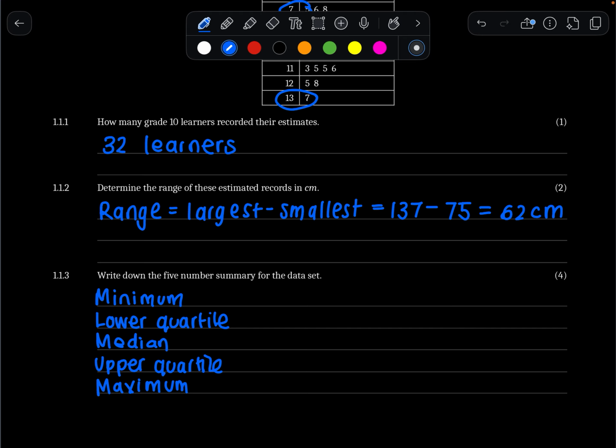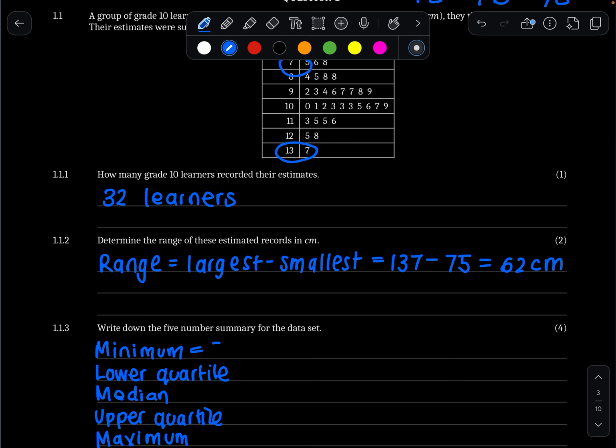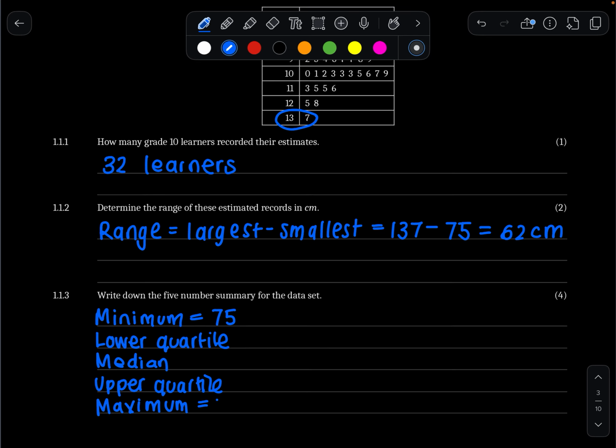The easiest ones are obviously the minimum and maximum, because we've already done that for the range. The minimum is 75. The maximum we said was 137. Next, we need to find the median. I always think median is like middle.